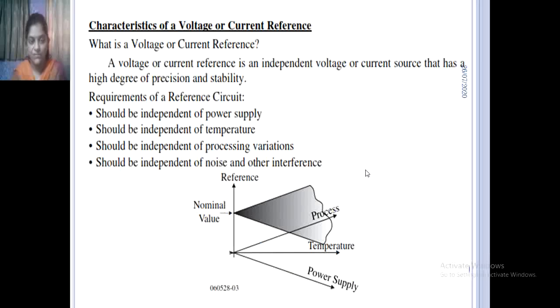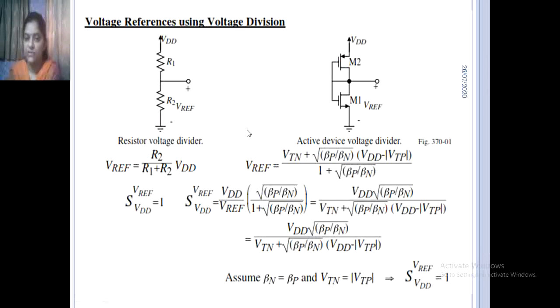In this session we have seen the voltage references. A voltage reference is an independent voltage or current source that has a high degree of precision and stability. When making a reference circuit, it should be independent of the power supply, temperature, and process variation, as well as noise and other interference. The graph looks like this. From that nominal value we can set the voltage reference.